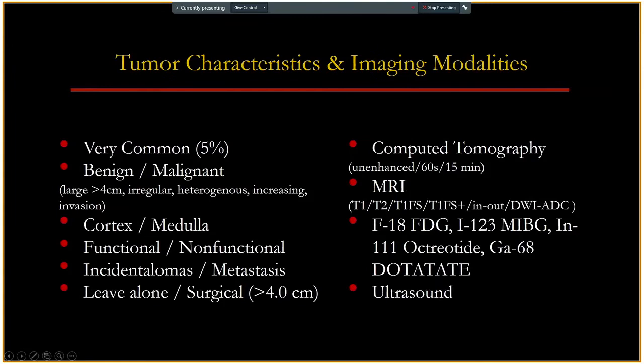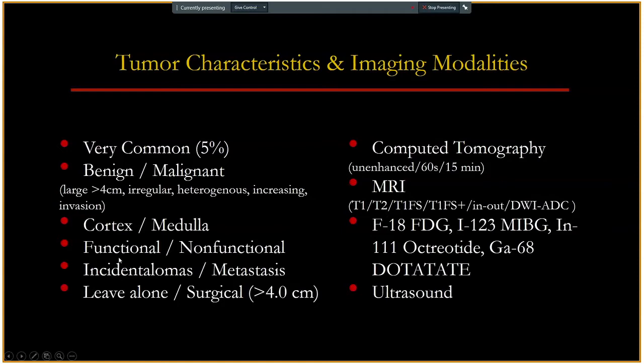So adrenal tumors are very common. They could be either benign or malignant. Tumors which are larger than 4 centimeters in size, irregular and heterogeneous in appearance, and increase in size with time, and we see invasion of surrounding structures or metastatic disease, are more likely to be malignant compared to benign lesions. Tumors can arise from the cortex versus the medulla of the adrenal. They could be either functional or non-functional. That means they could be secreting the hormone depending on the layer from which they are starting, or they could be non-functional and not secreting the hormone.